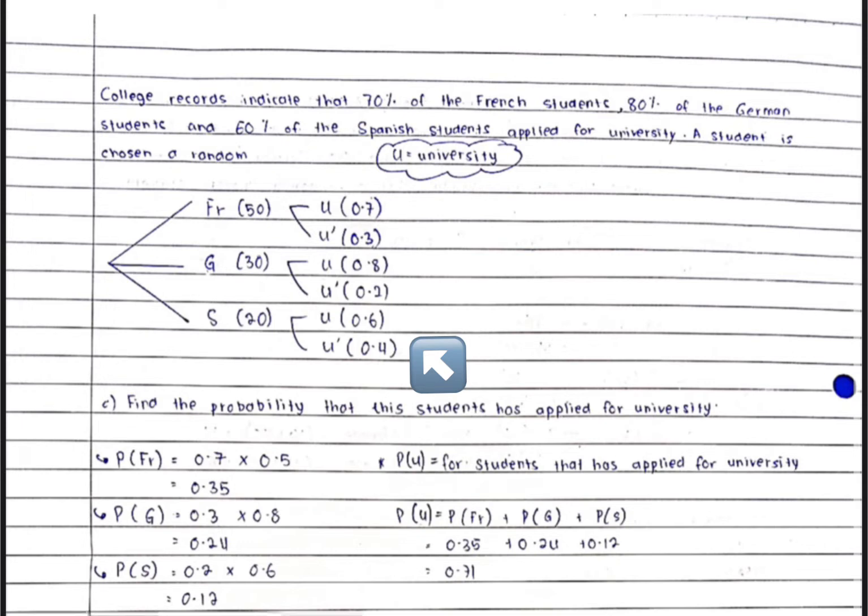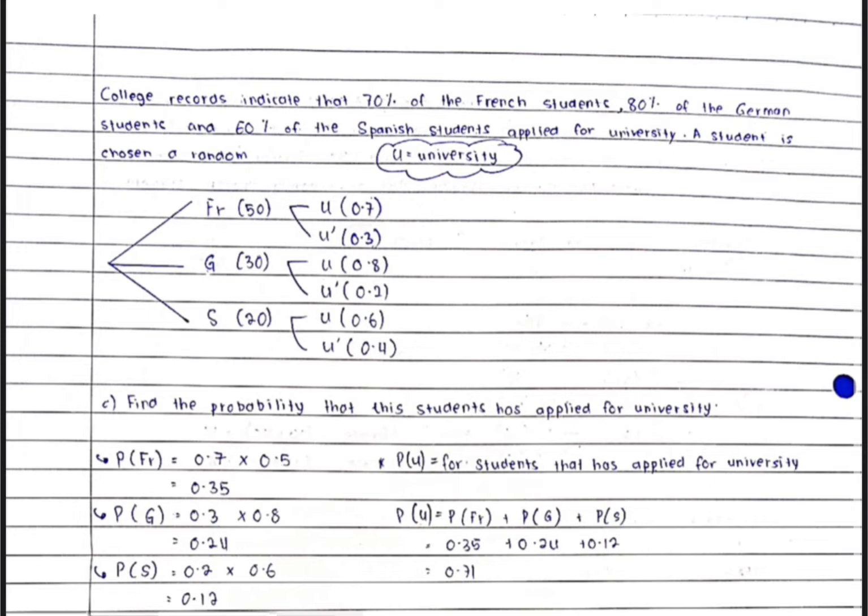Question C wants us to find the students that applied for university, which means the total probability of French, German, and Spanish. First, we find the probability for French, which is 0.7 multiplied by 0.5. It means 0.7 is those who applied to the university, multiplied by 0.5, the number of French students over all students. So we get the answer 0.35.